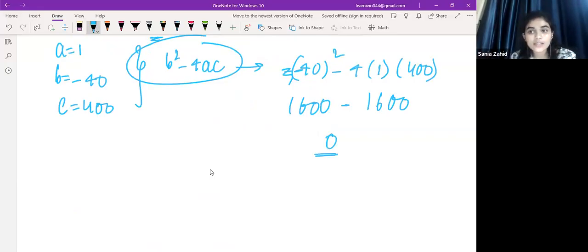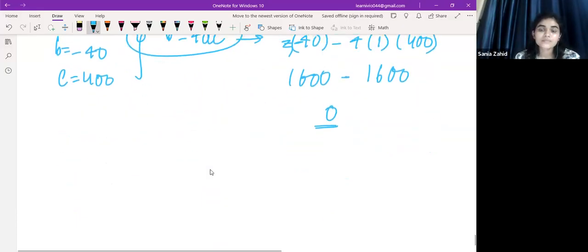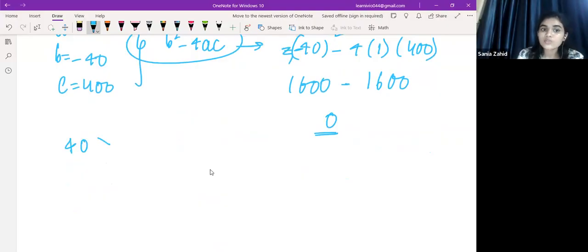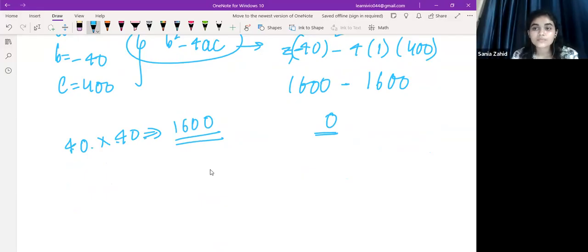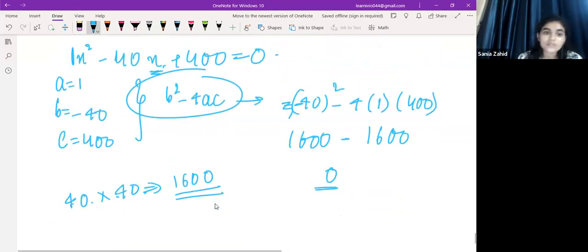Now, Abdul, if you're getting 0 as your answer, that means for this question you have two equal roots. That means your length and breadth are the same. 40 square is 1600? It should be 160, right? 40 into 40. So 4 into 4 is 16, and 0 into 0, you try 2 times 0. Okay, so 1600 minus 1600, so you get 0 as your answer. Right, now what happens? That means the equation has two equal roots.